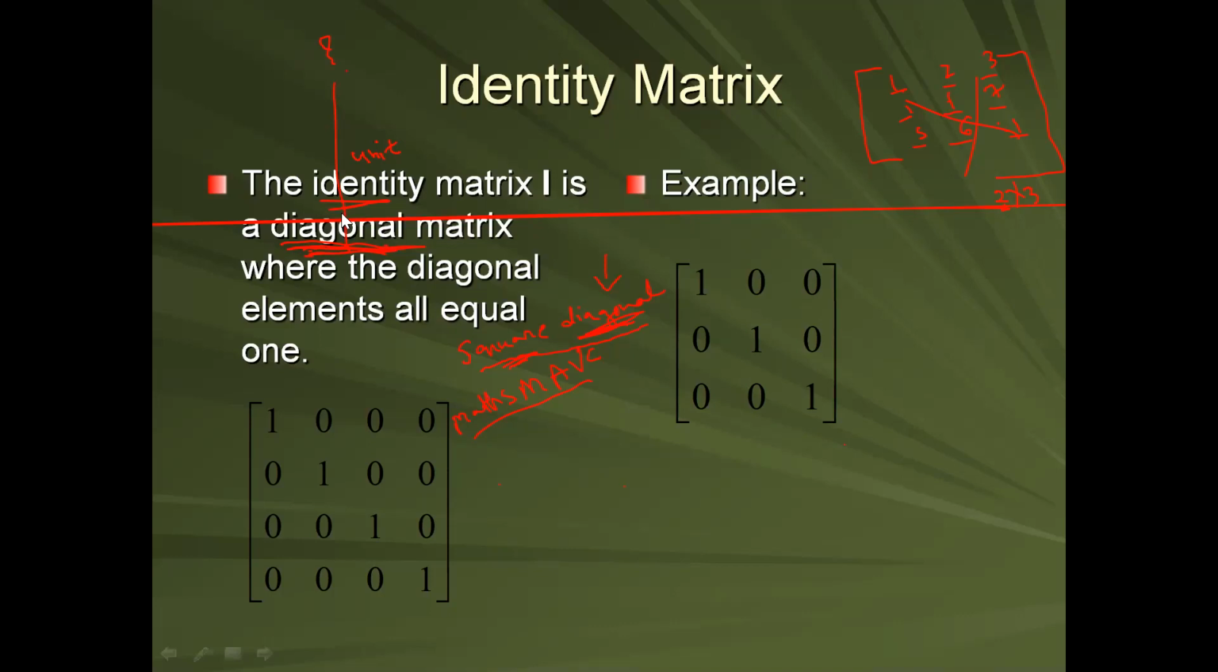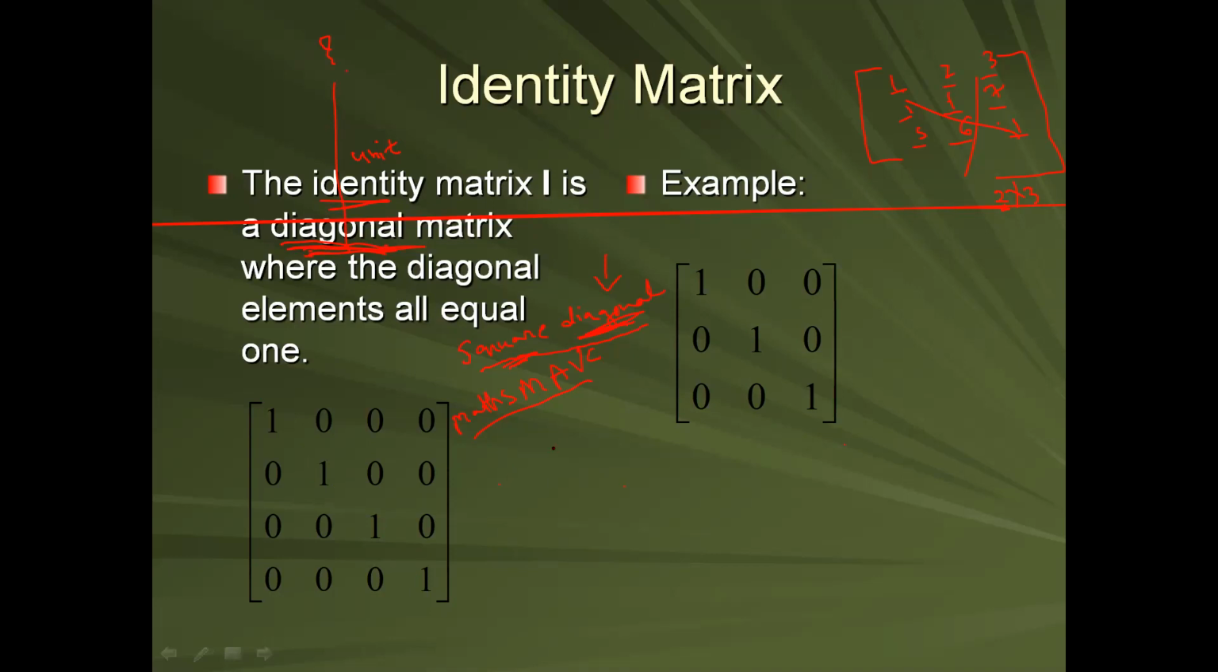I can also write scalar here. Scalar means what? Scalar is also a diagonal matrix. Diagonal matrix means different numbers are allowed. Scalar means all these diagonal elements are equal. So identity matrix is a scalar matrix where the diagonal elements are equal to 1. So you can write this definition by replacing diagonal with scalar.